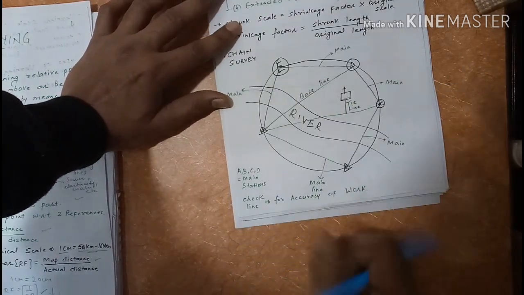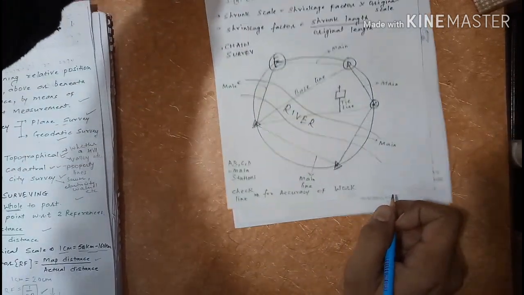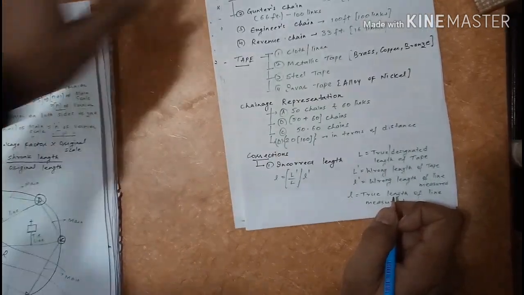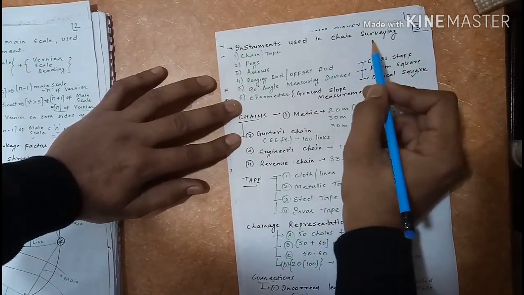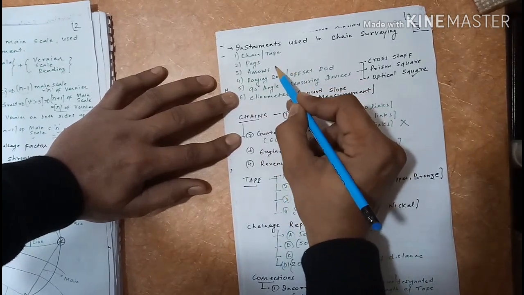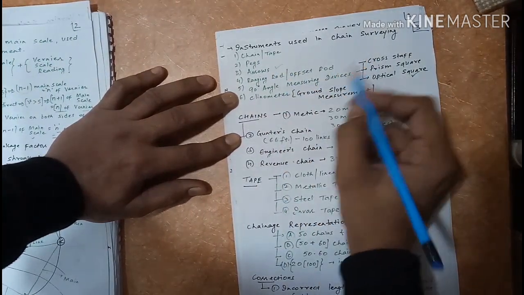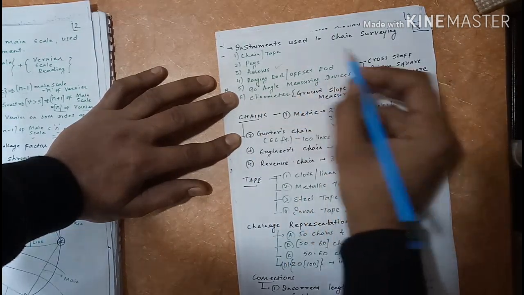And check lines are used for the accuracy of work. Now, instruments used in chain surveying: chain or tape, pegs, arrows, ranging rod or offset rod, 90-degree angle measuring devices, and clinometer.